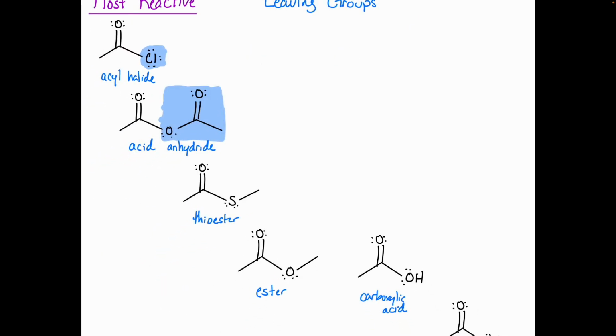Sulfur is a fairly decent leaving group, better than oxygen, but not as good as a halogen. Because it's so large, it's not as angry with that negative charge. Our esters and our carboxylic acids are tied, right? And why is that? Because their leaving groups have the same stability. They're both oxygens with negative charges.